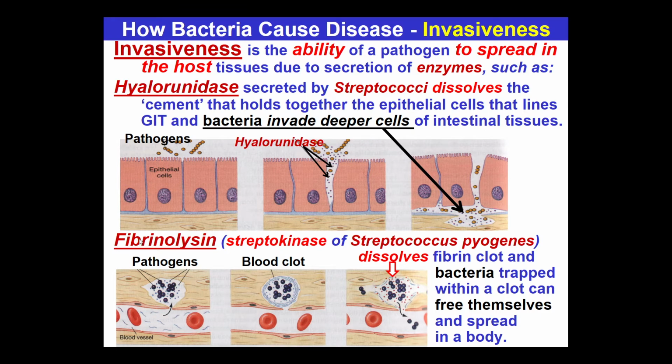The second variant, fibrinolysin, is also a streptococcal enzyme, for example, of Streptococcus pyogenes. Fibrinolysin is also named the streptokinase of Streptococcus pyogenes. It dissolves the fibrin clot, and bacteria trapped within a clot can free themselves and spread in the body. But in the lower part of the slide, you see three phases of the colonization of tissues by bacteria.